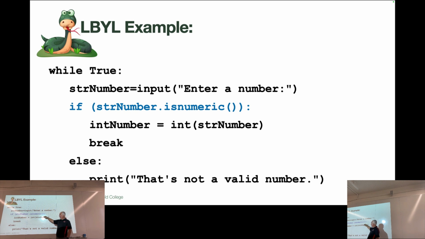And if it's not numeric, then we say that's not a valid number, and maybe we ask them again. You can see here, we've got them in a while true. So if the number is numeric, it'll convert it and then break out of the loop. Otherwise, it'll say that's not a number and ask them to enter a number. So it'll keep going until we get them to give us the right thing. So that is an example of look before you leap.